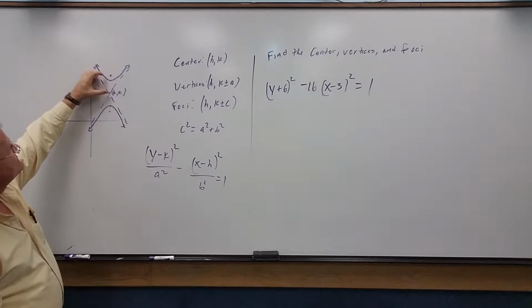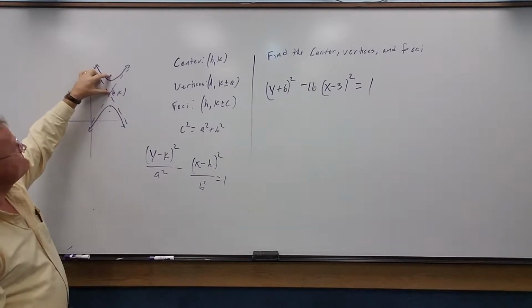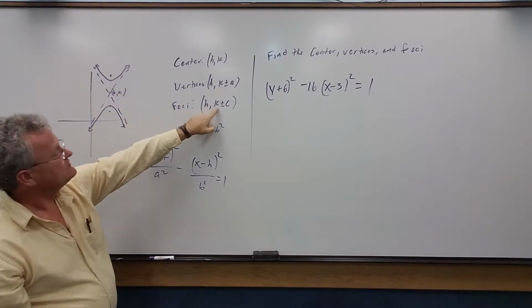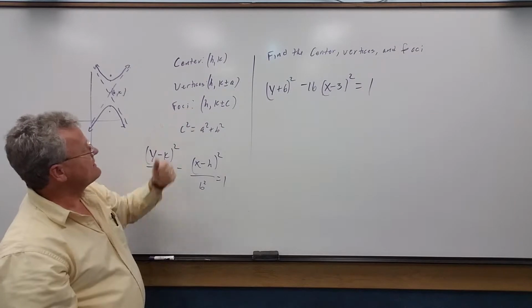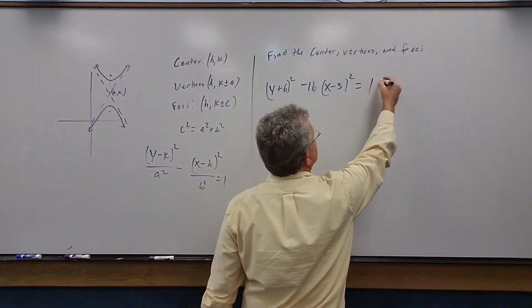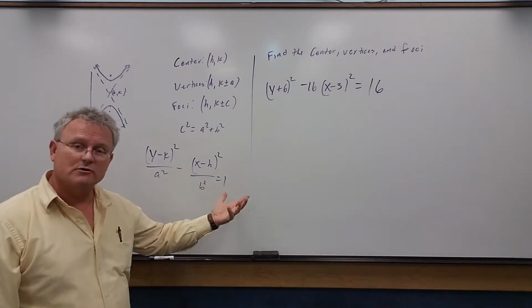This distance from the center up here, that distance is c to get to my foci, so I've got to add that to my y value, the k, in order to get my foci. So now let's solve this equation. Oops, that should be a 16. So again, our formulas are equal to 1.